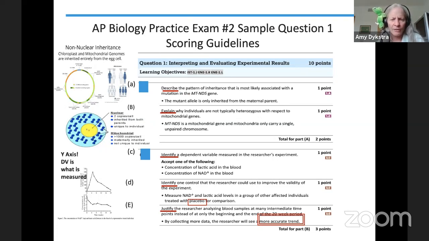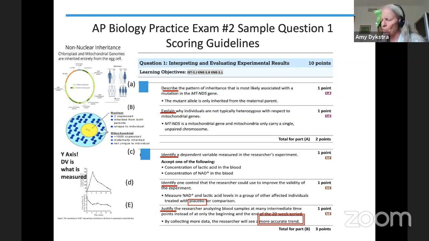Explain why individuals are not typically heterozygous with respect to mitochondrial genes. And if you look up in that top left image, we see a circular chromosome like what would be found in the mitochondrion. And so the acceptable answer is that MTND5 is a mitochondrial gene, and mitochondria only carry a single unpaired chromosome.